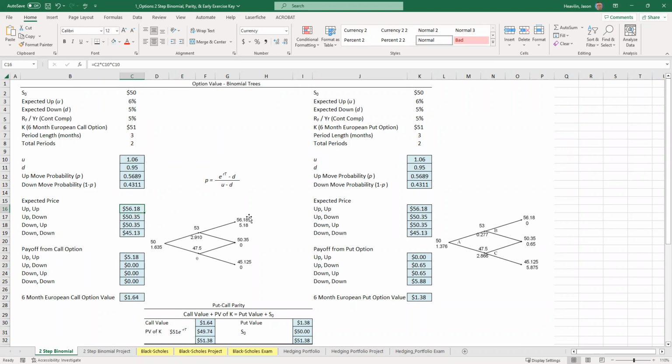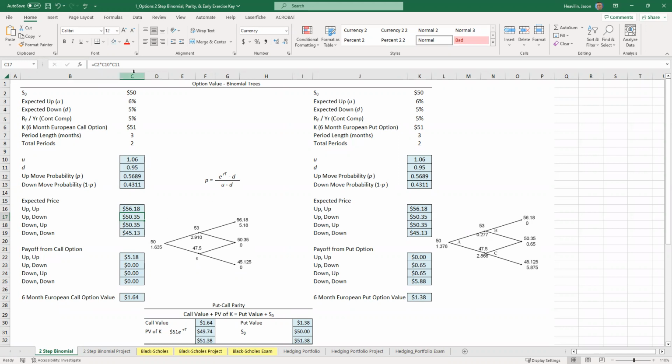If we were to look at it in a tree, we're talking about this line here. It went from 50, first 3 months, 53, second 3 months, 56.18. So it goes up and up again. And that's what we have, up and up, 56.18. But what happens if it follows a different path, up and down? So we said it goes up, but then it goes down by the factors that we have here.